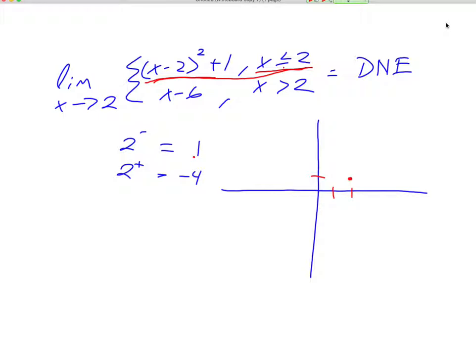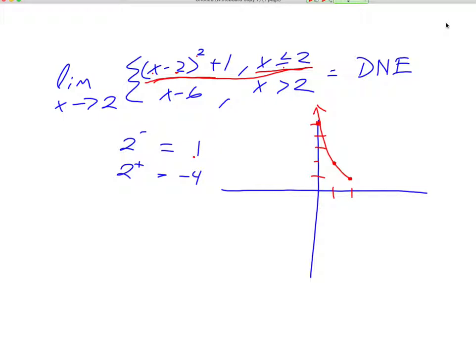So that means I want to plug in a couple more points on the left side. So let's plug in 1. 1 minus 2 is negative 1. Negative 1 squared is 1. 1 plus 1 gives me 2. And let's go ahead and plug in 0. 0 minus 2 is negative 2. Negative 2 squared is 4. 4 plus 1 is 5. So my parabola looks like that.